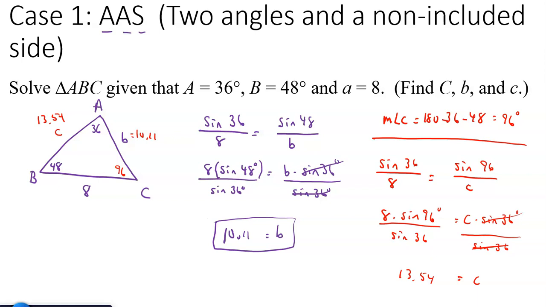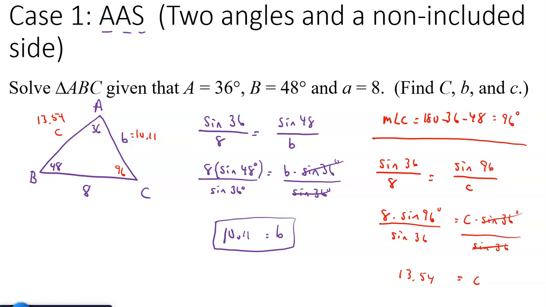The 48-degree angle is the one in the middle, so its opposite side is 10.11. Angle C is the largest, side C is the longest. So we can at least see that it works correctly in that the shortest side, smallest angle are opposite each other. Longest side, largest angle are opposite each other. So I can't guarantee that the 13.54 is correct by looking at it, but at least looking at my triangle, it gives me some reasonable assurance that at least things are going in the right order. So that's a simple case.